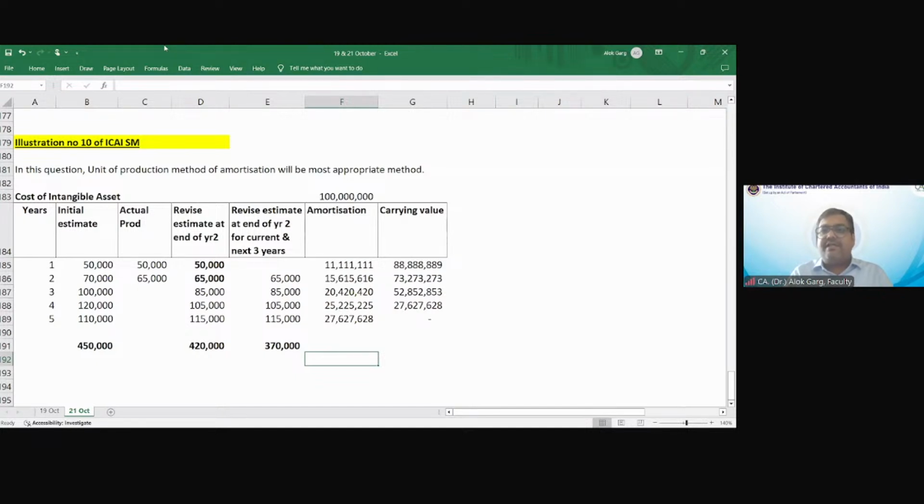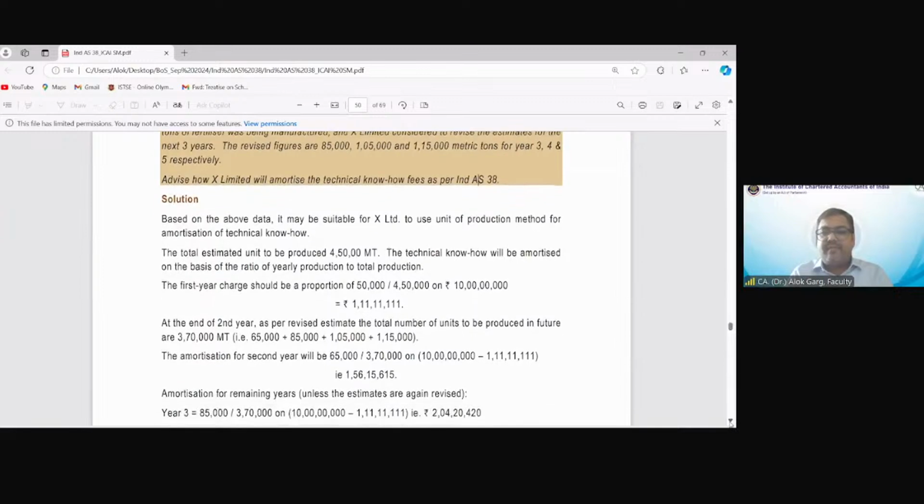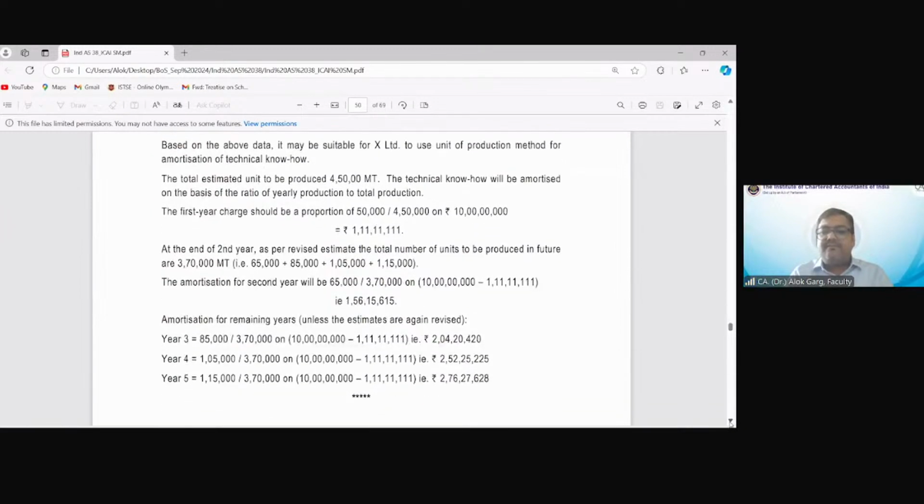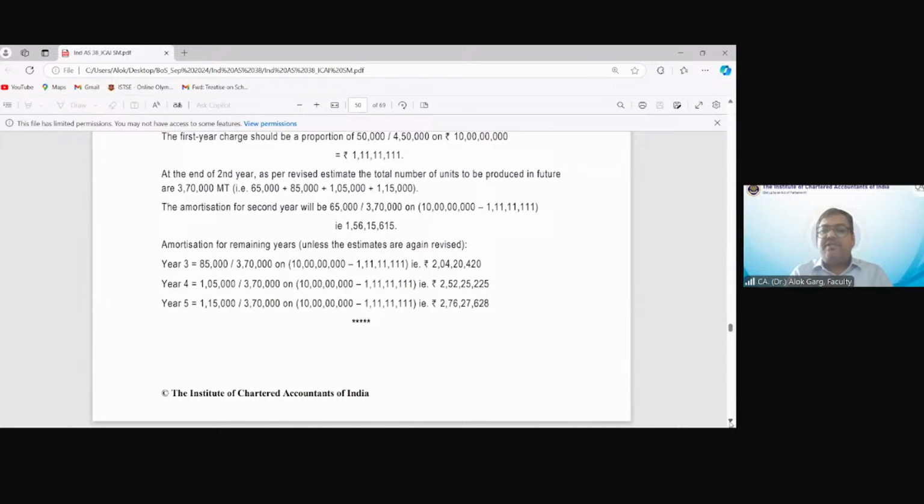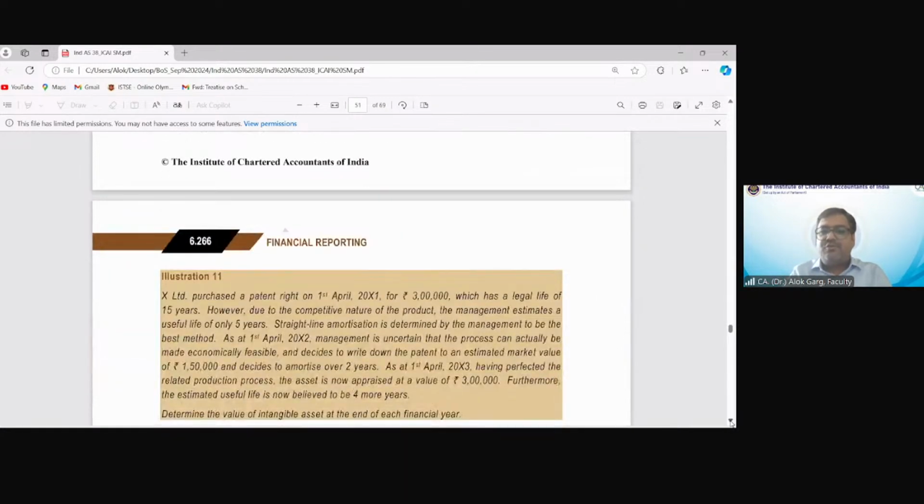Is that clear, my dear friends? Any question, any doubt here? This is how this amortization has been happening. 85 divided by 370, 105 divided by 370, because 370 is the total estimate for the next 4 years. And this estimate has not changed. If this estimate changes, then you have to do the revised calculation again. I hope it is good to everyone.